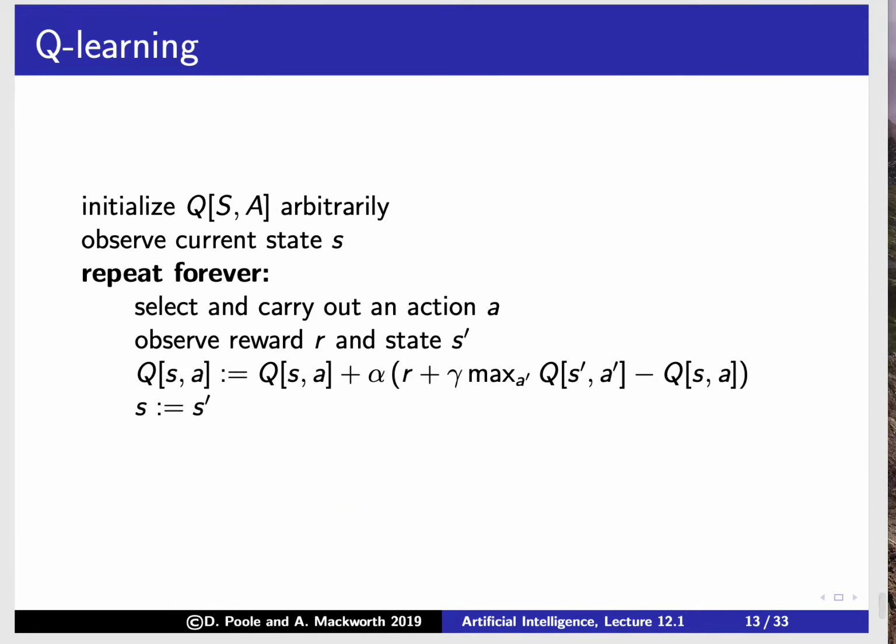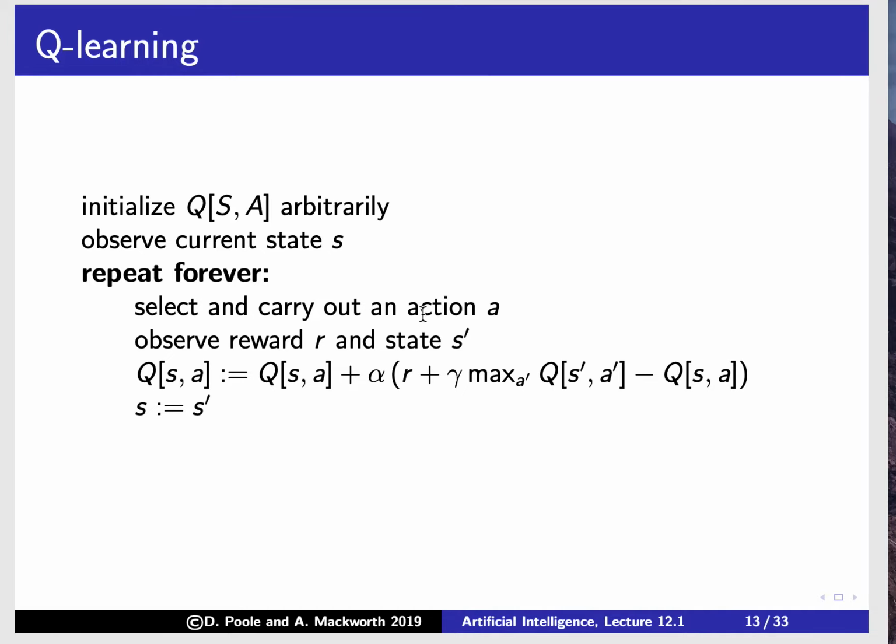So we put those together, here's Q learning. We're going to initialize Q of S and A arbitrarily. We're going to observe the current state, and we're going to repeat this loop forever. We're going to select and carry out an action A, so we're in state S, did action A. We're going to observe the reward R and the state S prime, and we end up with this form: Q of S and A is the old value of Q of S and A plus alpha times this error. The error here is the new estimate minus the old estimate. And then we're going to move along, so S becomes the old S prime. We're going to repeat this forever. Okay, so we're going to play with this in a moment.